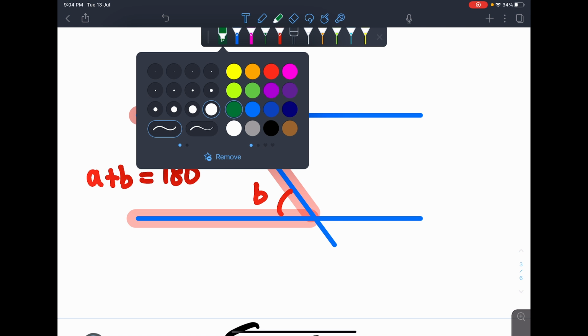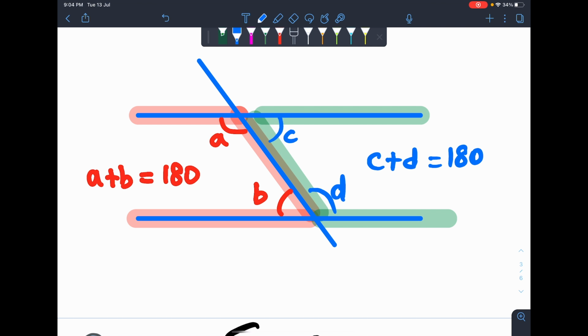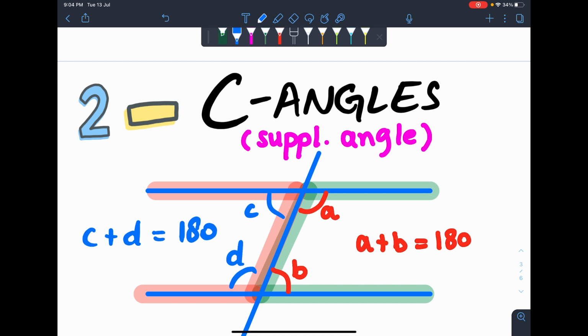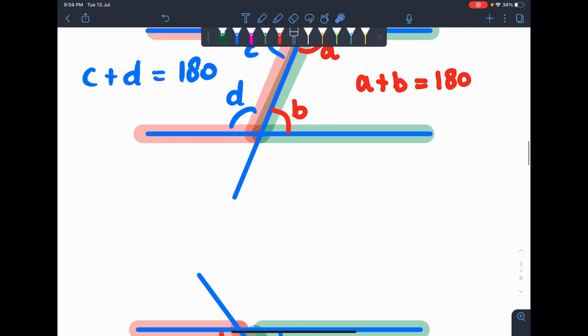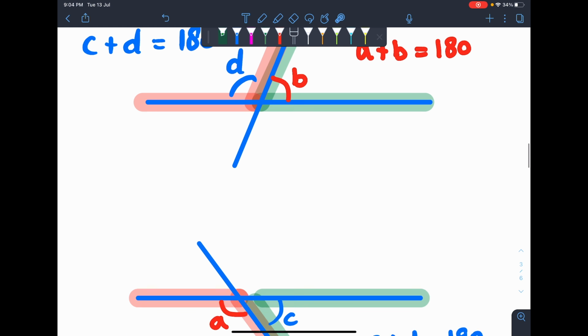Similarly, on the opposite side, just like before, the C would always give you the same property. And now C plus D is again 180 degrees. So C angles are supplementary angles, and supplementary angles are basically the interior angles in a parallel line system. So if you add up the interior angles on a parallel line system, the answer is always 180 degrees. The Z angles are always equal, and the C angles add up to 180.